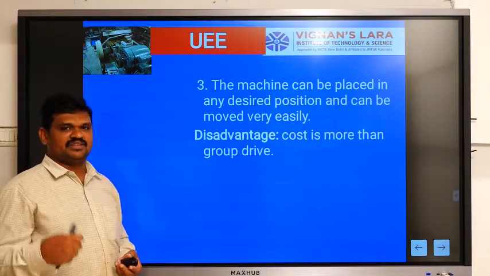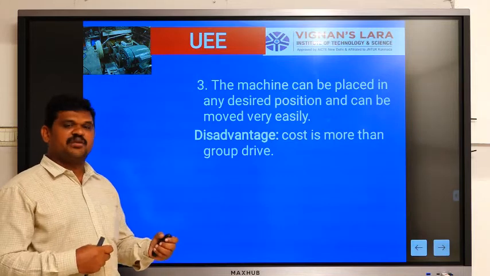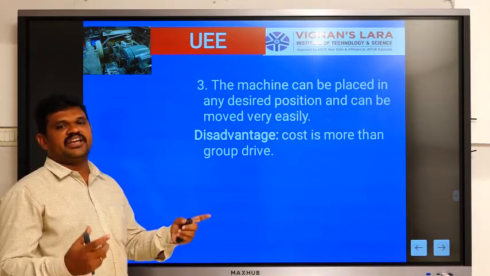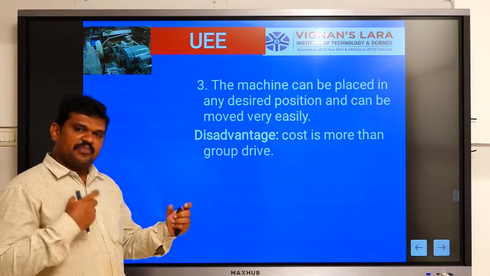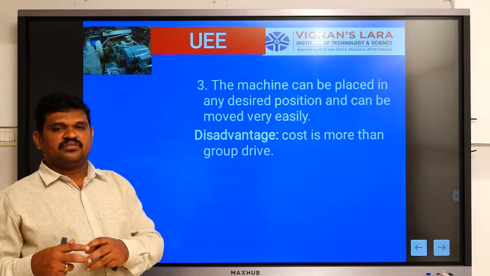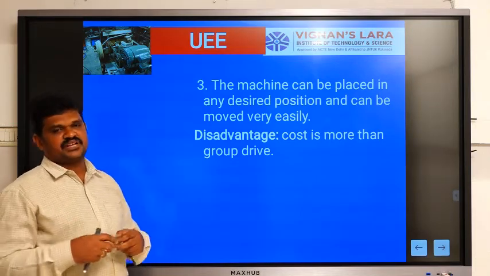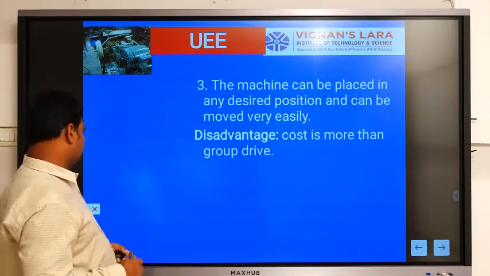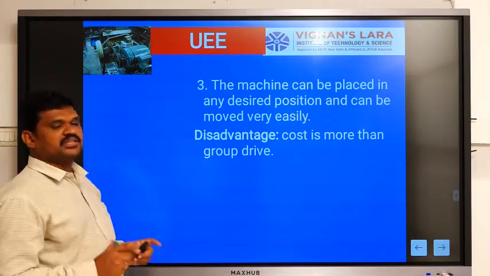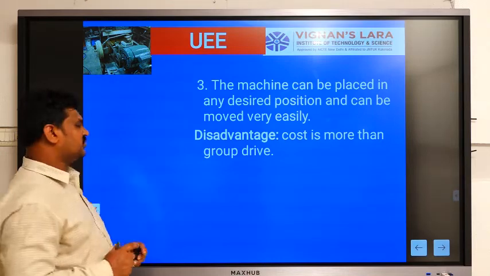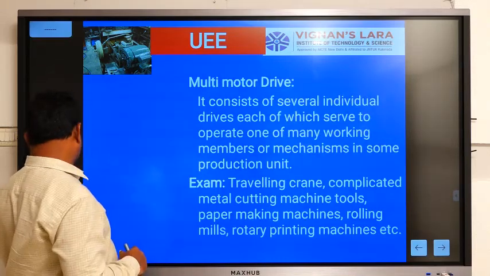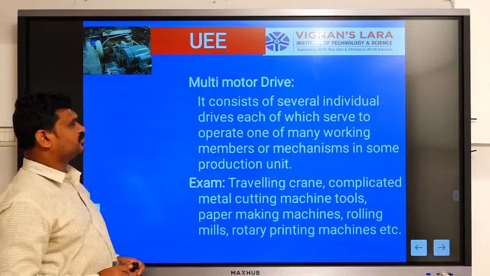We can carry that one. If you want to use the drilling machine, you can operate at any location or any direction. So that appearance is changed, design will be changed. It is available in different shapes also. So that is the advantage. But the only disadvantage is the cost. Cost is the only problem. The cost is very high than the group drive.